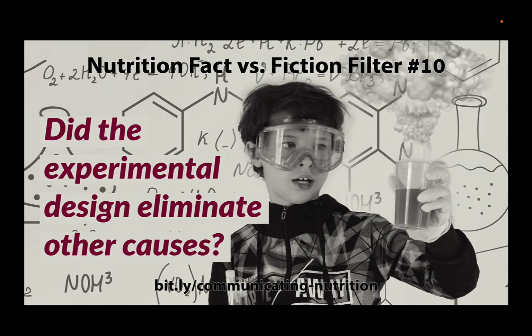And our last filter, number 10. Did the experimental design eliminate other causes? This filter goes along with the correlation or causation filter. For example, does eating a certain food cause a dietary problem? Or do people eat less of other high nutrient foods if they fill up on that food? Did the experiment look at the total diet? Were mostly less healthy people the ones eating that food?